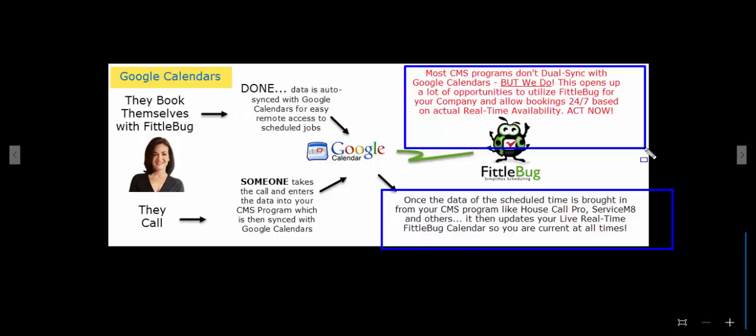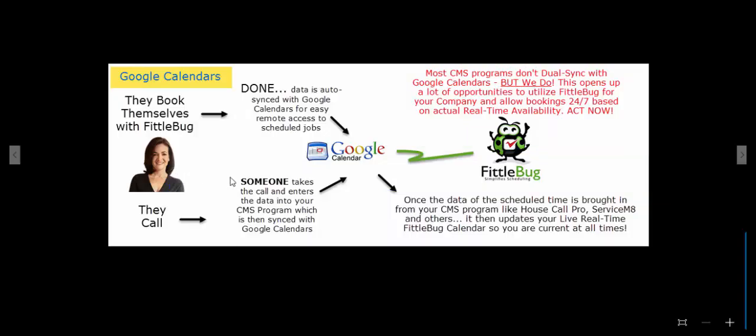So this opens up lots of opportunity for you to basically have people put it into the program of your choice. It then goes to Google Calendar, and we'll get it from there and update the online live version of FittleBug. This is what I'm going to show you live now.